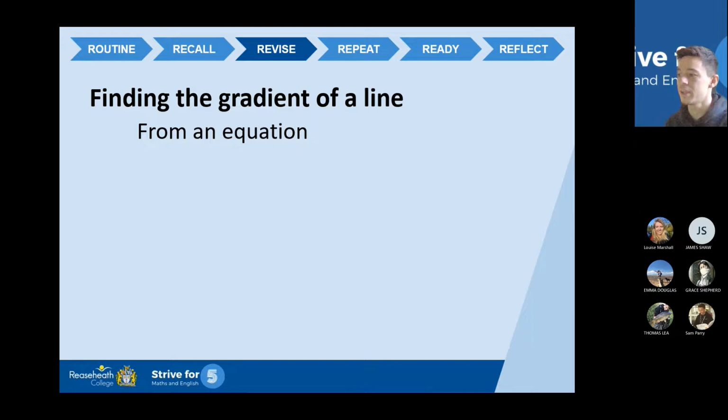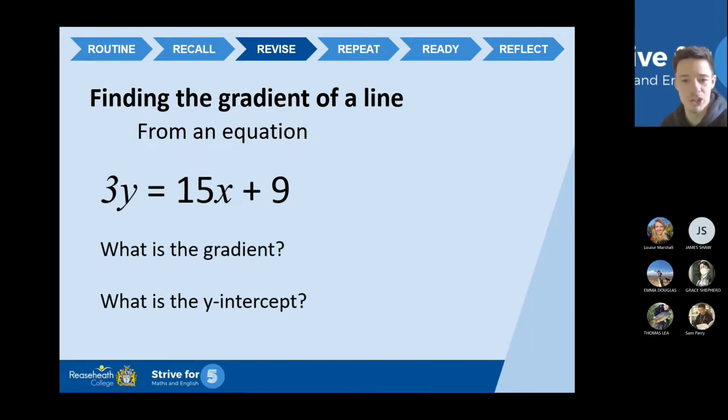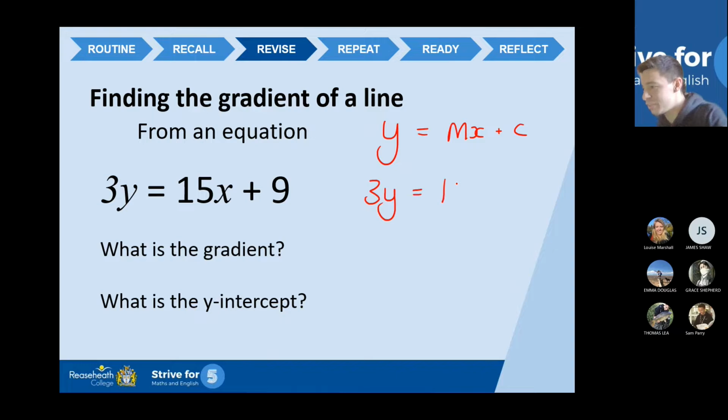Okay. Now, you may get a question like this. So remember originally, it was y equals mx plus c. This one's slightly different. Why is it different? Because it's now saying 3y equals 15x plus 9. How can I get that into a format where it's y equals mx plus c? How can I change it?